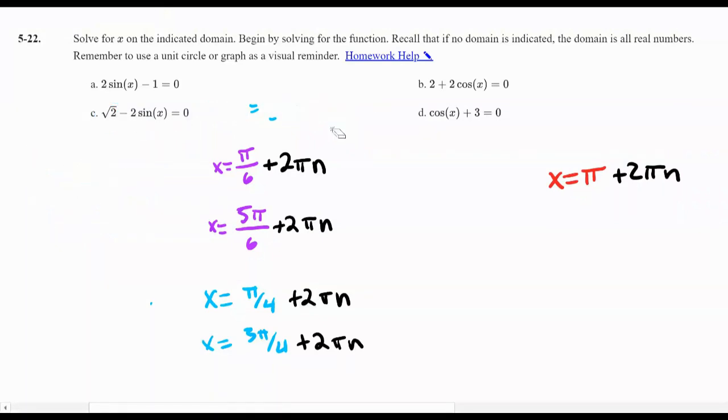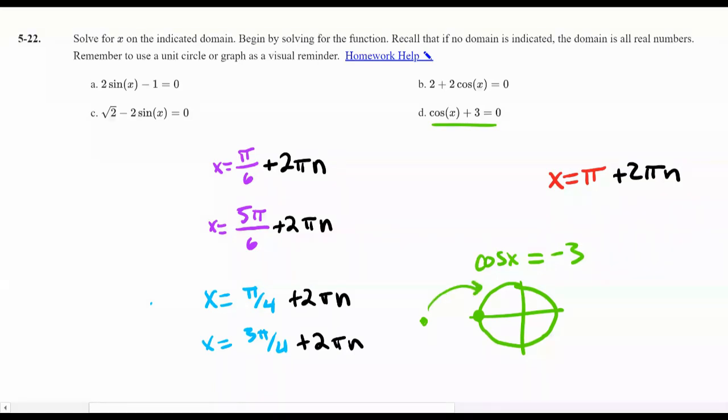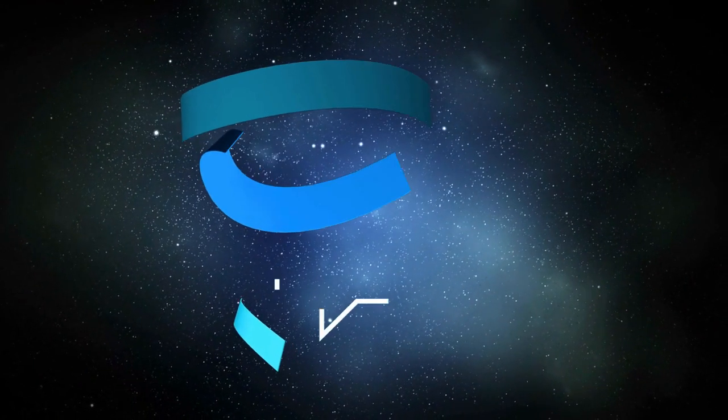Last one here for D, I'm going to solve for cosine of x. So cosine x equals -3. When I look on the graph of a unit circle, here's the x value of -1. The x value of -3 is way over here, which does not actually exist. It doesn't land on our unit circle, so there's no angle that would make this equation true. So we're going to say that this one is not possible.